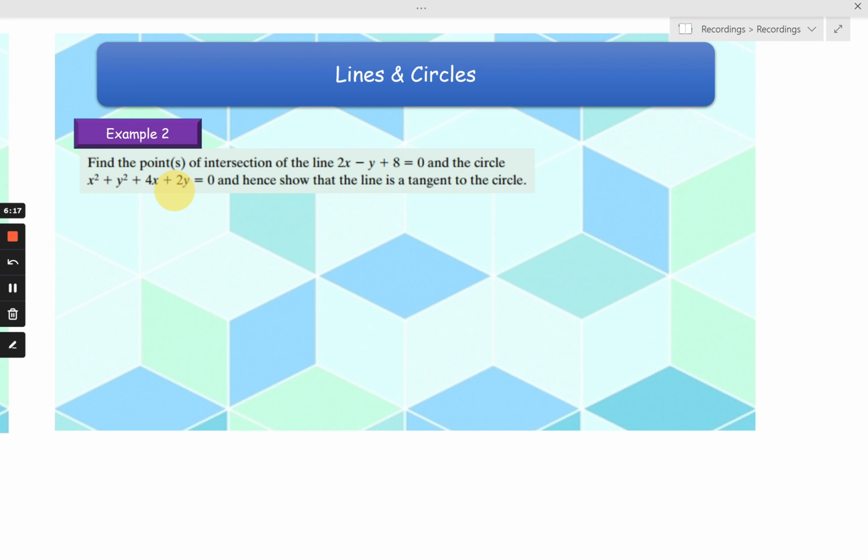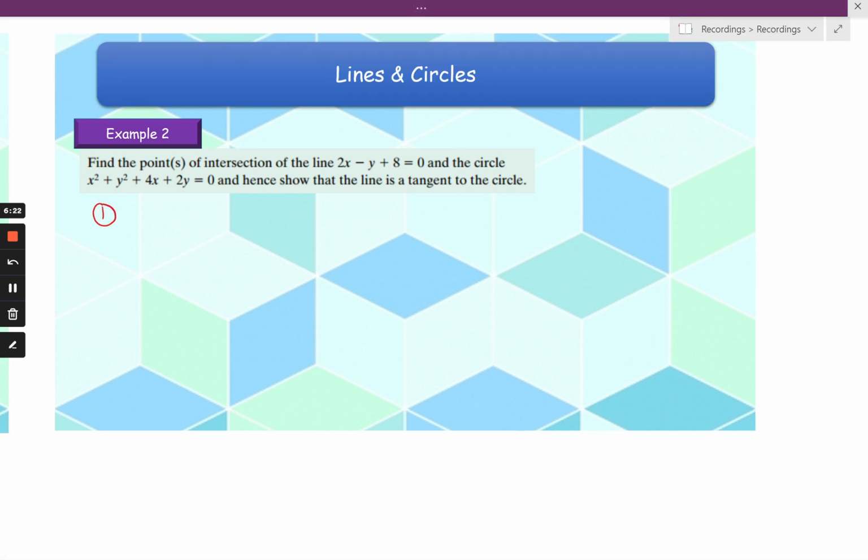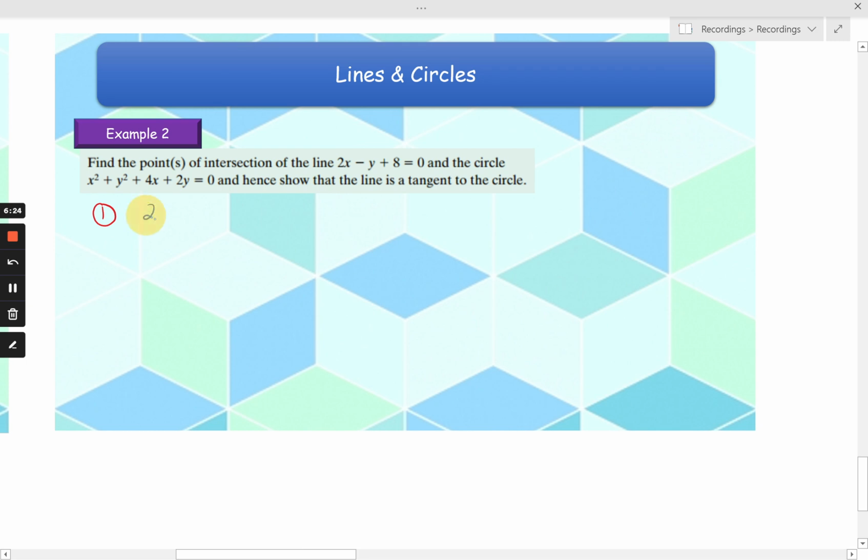So again, I'm going to go through the same steps. So remember, step 1 was to isolate one of the variables in the linear equation. So we have 2x minus y plus 8 is equal to 0. If I bring my y across, I get 2x plus 8 is equal to y. So now one of my variables is fully isolated. So now I'm going to sub it into my equation of the circle. We have x squared plus y squared plus 4x plus 2y is equal to 0. And this time we're subbing in instead of y.